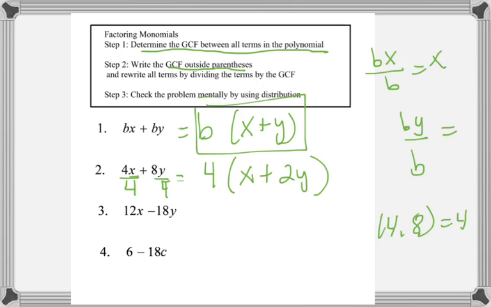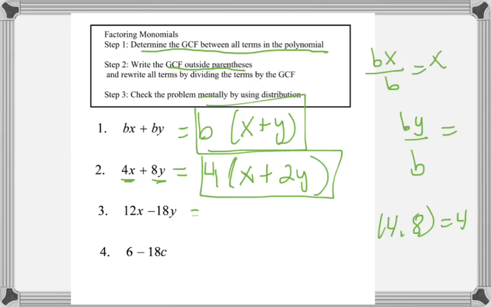So let's use distribution in our head to make sure that this is the same as it was previously. 4 times x would be 4x, and 4 times 2y would be 8y. So that is the answer there. So this is the answer for number 2.